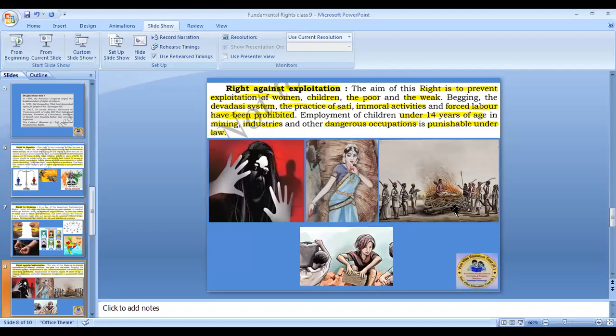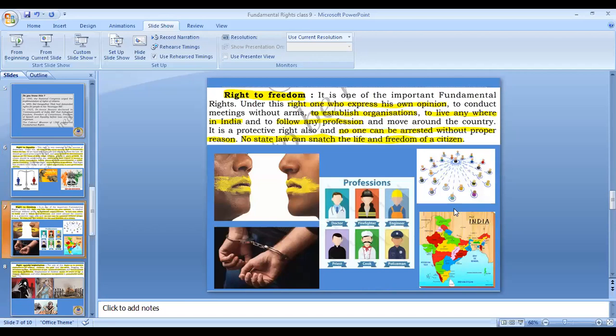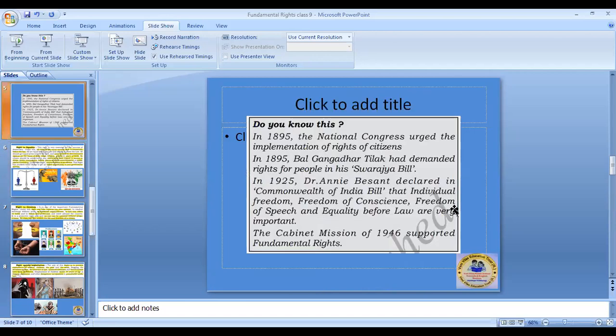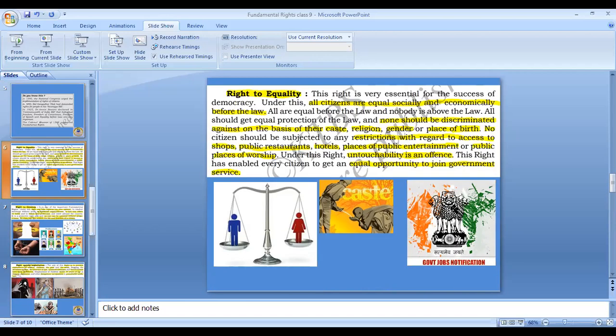Then the next right, the second one, is the right against exploitation, shoshane viruddhada hakku. The first one was the right to equality, samanate hakku.